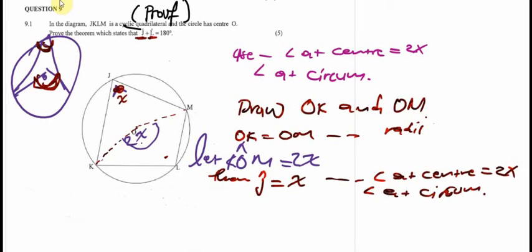But then look at this. If KOM, usually they want to say this one is O1. Okay, you can label this to be O1 and this one to be O2.